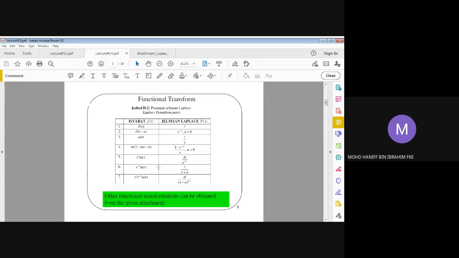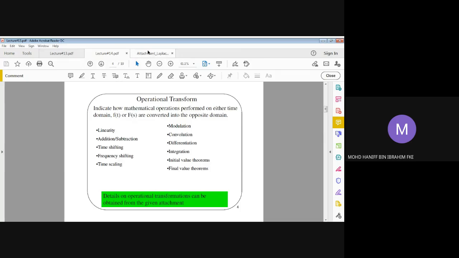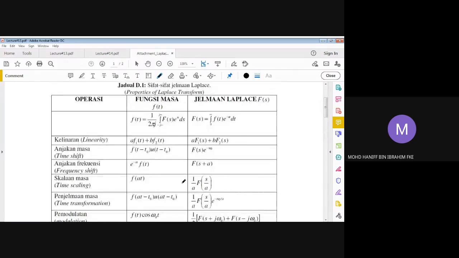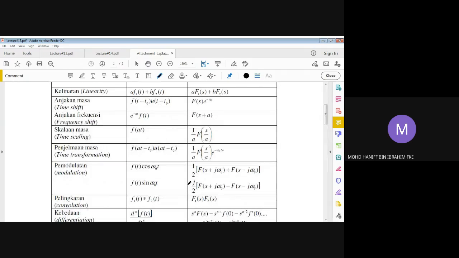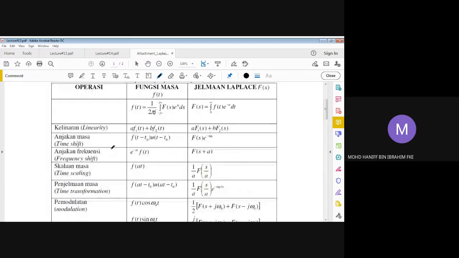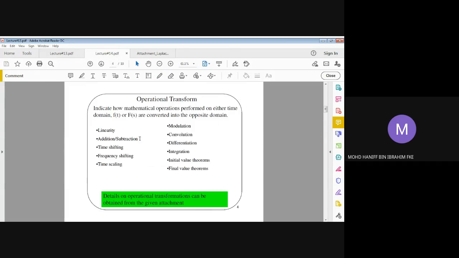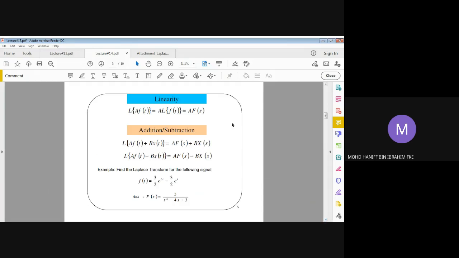Our interest will be on the operational transform, which is on the first page of this attachment. That will be the main topic to be covered in lecture 14, in which we're going to cover all of these properties, from linearity up to the final value theorem. We have a few properties here, and we're going to cover them one by one, starting from linearity.